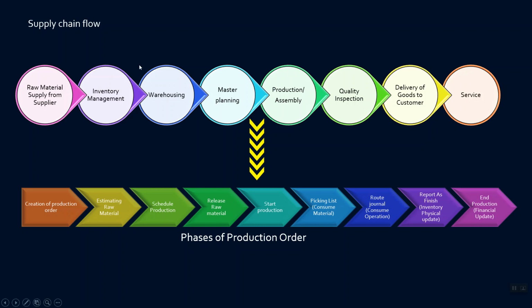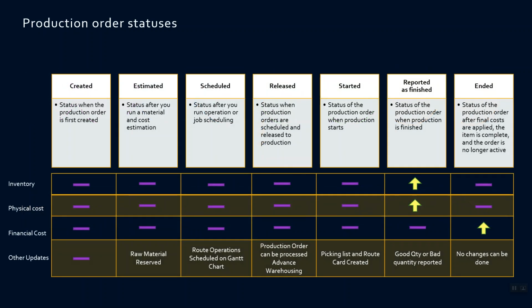So these are different phases. We can go in depth in our upcoming sessions on each and every topic. Let's see the second important topic, that is production order statuses. At each and every phase, something happens and some rights are assigned to the users. We can easily understand with this particular slide.